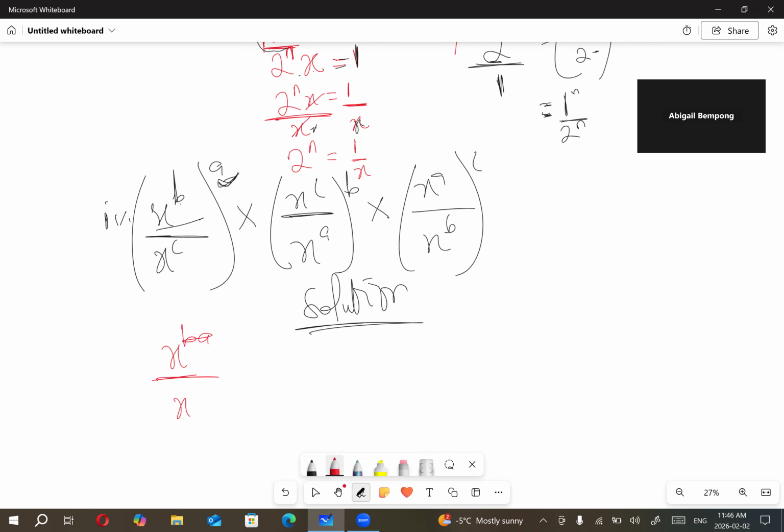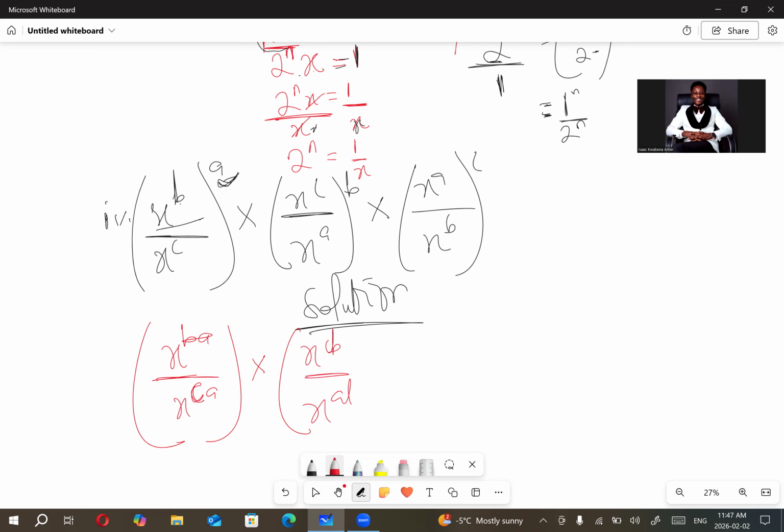The x exponent C will also be affected, to be CA, times x exponent CB over x exponent AB, then this one will be x exponent AC. In algebra, I like going with alphabetical order.